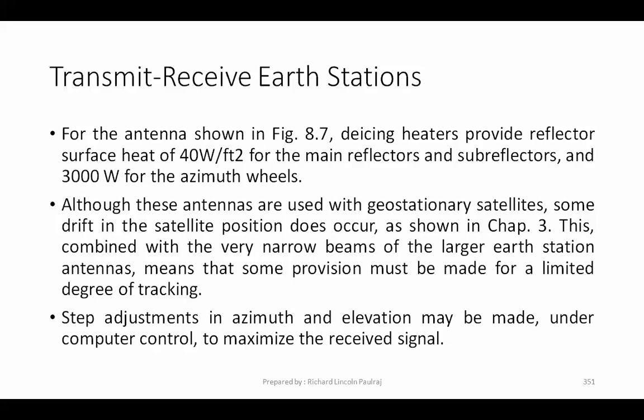We should make sure that the maximum angle of tracking is also attained. Step adjustments in azimuth and elevation may be made under computer control to maximize the received signal. So all this is possible only through computerized tracking, computerized motion of the antenna's position, so that maximum signal can be sent as well as received, with proper calibration. All these are very much necessary while dealing with transmit and receive earth stations.